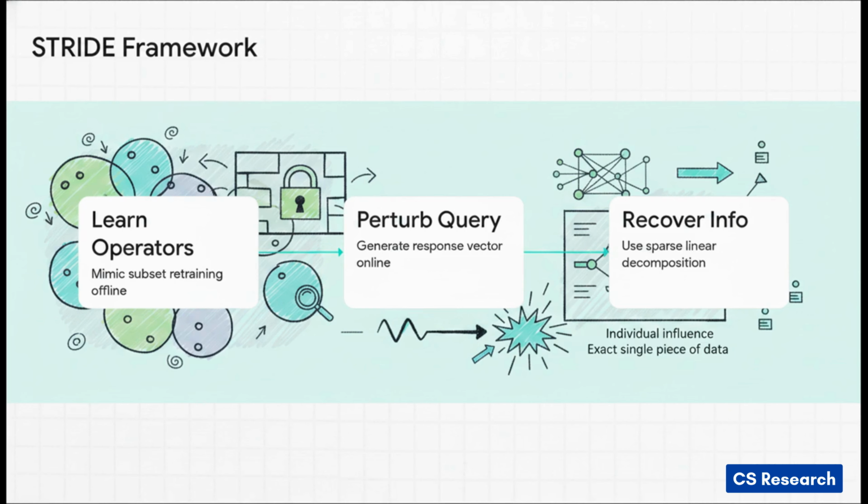Then, in phase 2, when you have a test query you want to investigate online, Stride generates a perturbation response vector. And finally, phase 3. It recovers the individual influences using something called sparse linear decomposition. Now, I know that sounds like a mouthful, but it's basically just working backward from those subset shifts to pinpoint the exact single piece of guilty data.